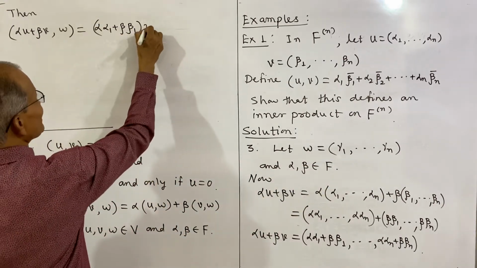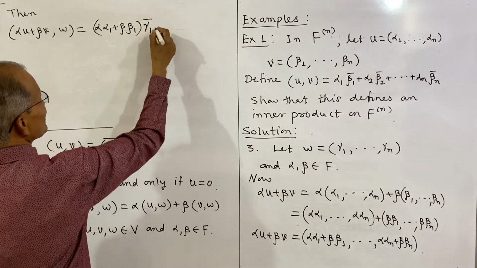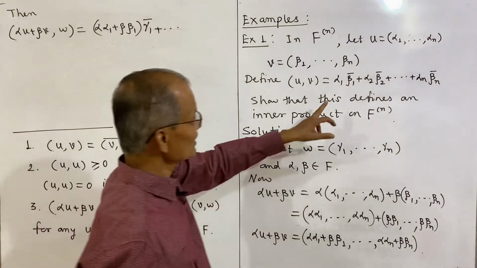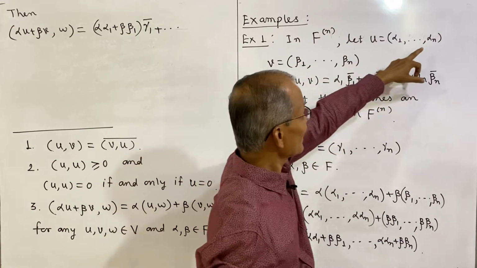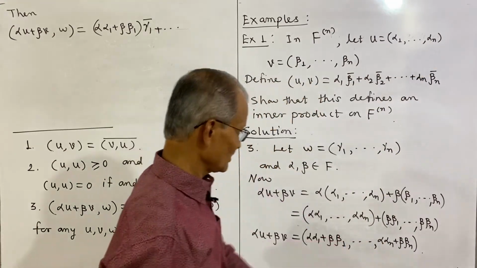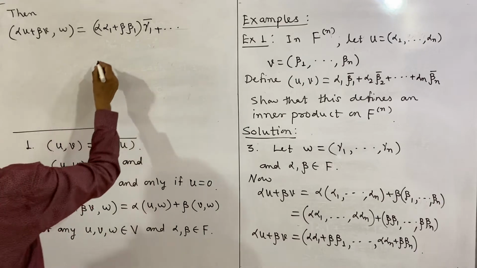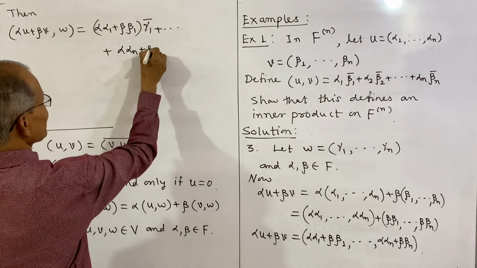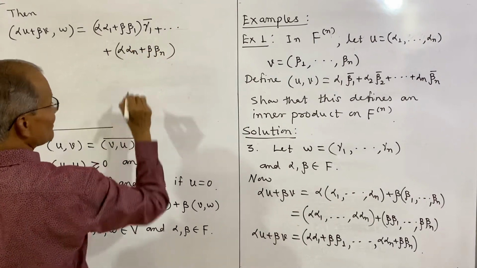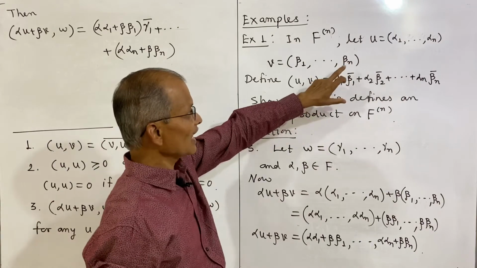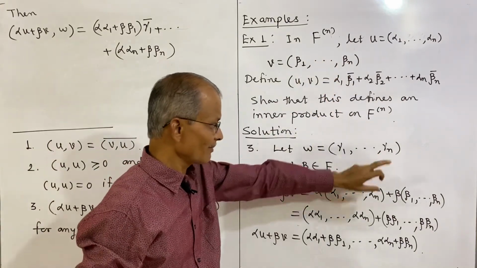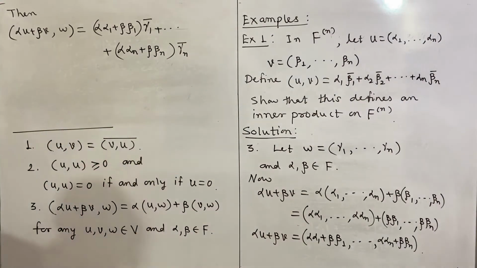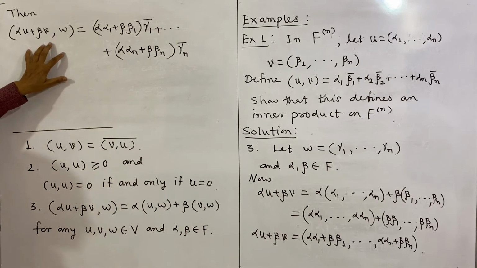So multiplied by the conjugate of gamma 1 plus so on, and what will be the last? The last component of the first vector here is alpha alpha n plus beta beta n, multiplied by the last component of the second vector, here it is gamma n, conjugate of gamma n. So this is the inner product of these two vectors.